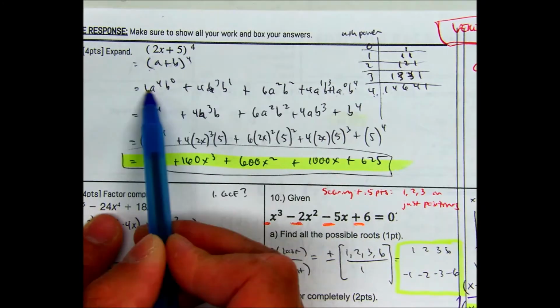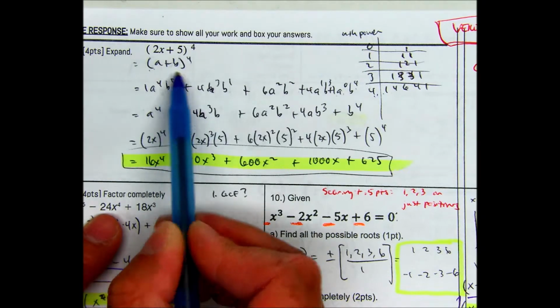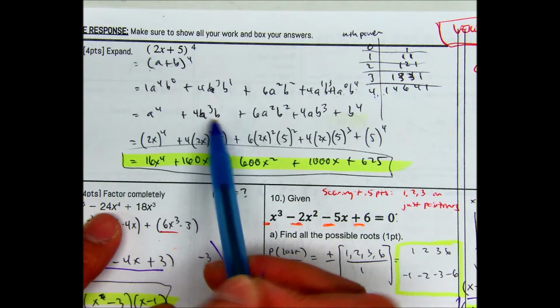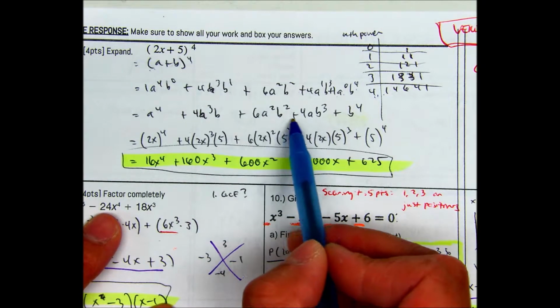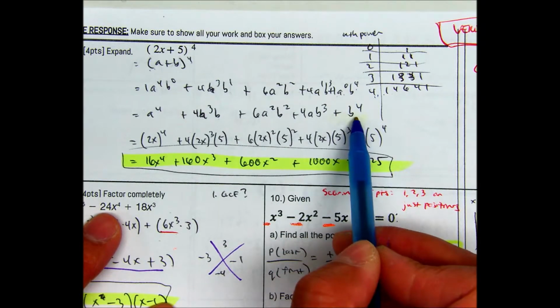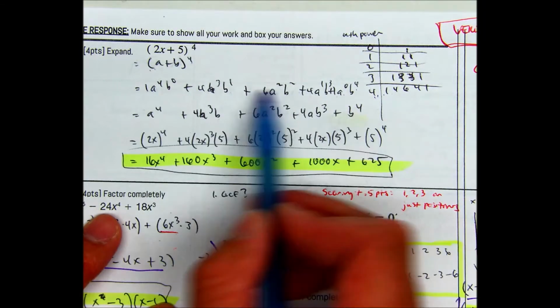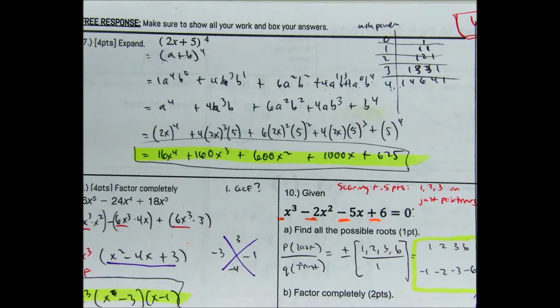And you don't have to write the 1, and b to the 0 power is equal to 1, so you just have a to the 4th, 4a to the 3rd b, 6a squared b squared plus 4ab cubed plus b to the 4th. If you got to this part so far, I gave you 2 points. Okay, then you substitute in your a value.